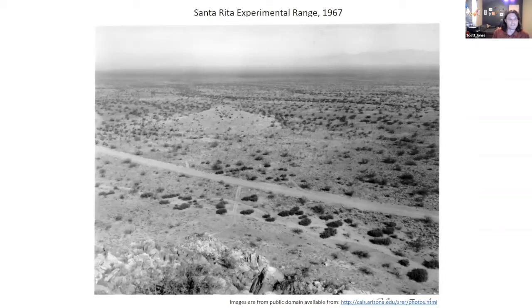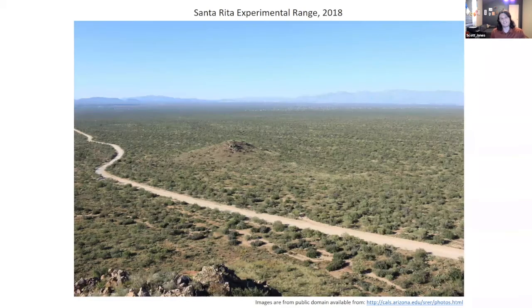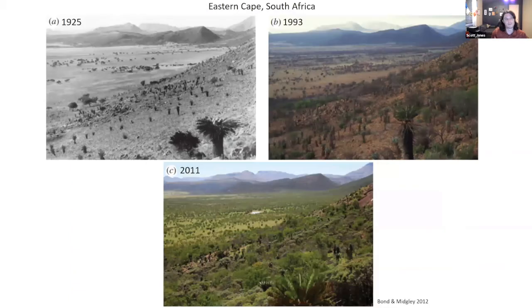If we fast forward 60 years, outside of a road being added to this area, you can see that the shrubs have started to migrate out of those lowland areas and into the uplands. And if you fast forward to 2018, you can see across the entire landscape that mesquite and other shrubs have become a dominant factor. Now, this isn't only constrained to the Southwest. It is happening all over the United States, and it is also happening globally. Here's a picture of Eastern Cape, South Africa, and you can see from 1925 to 2011, shrubs have become a dominant feature on the landscape.